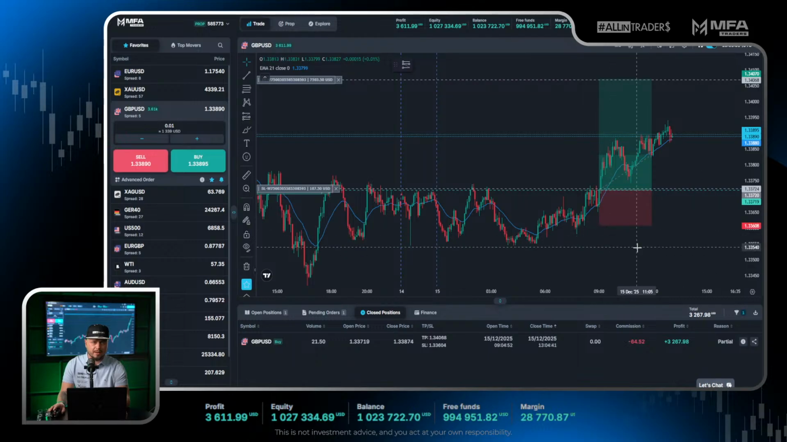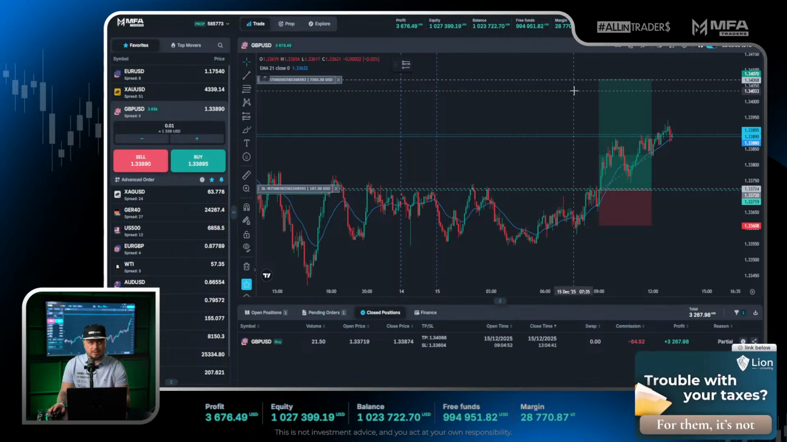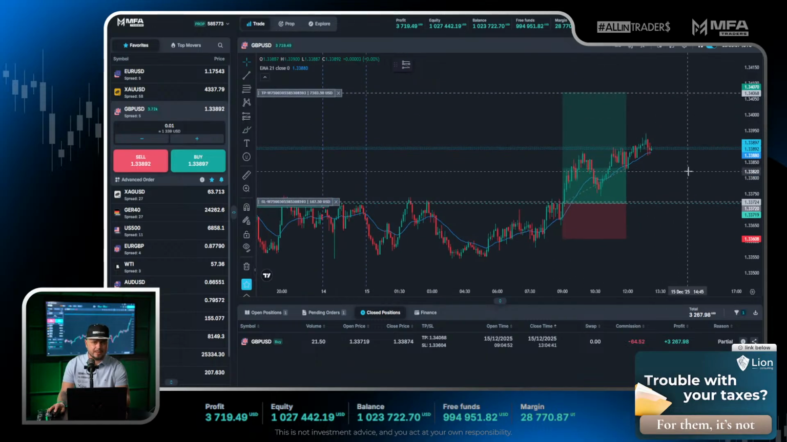I'm not changing anything at this moment. I've got some profit secured. The rest is on break even, so it can do whatever it wants. We got some profit already. So we're getting closer and closer to $50,000. Maybe we're gonna find another trade on this session.